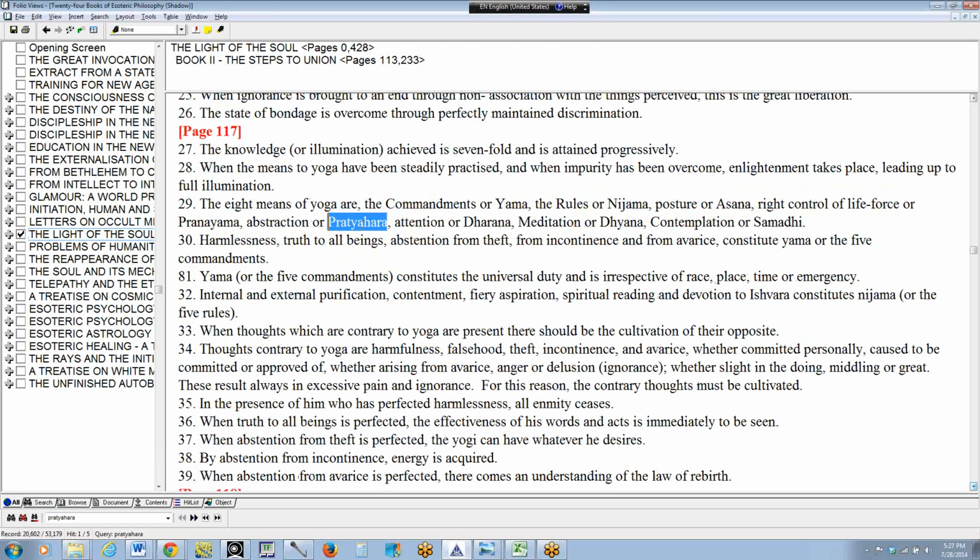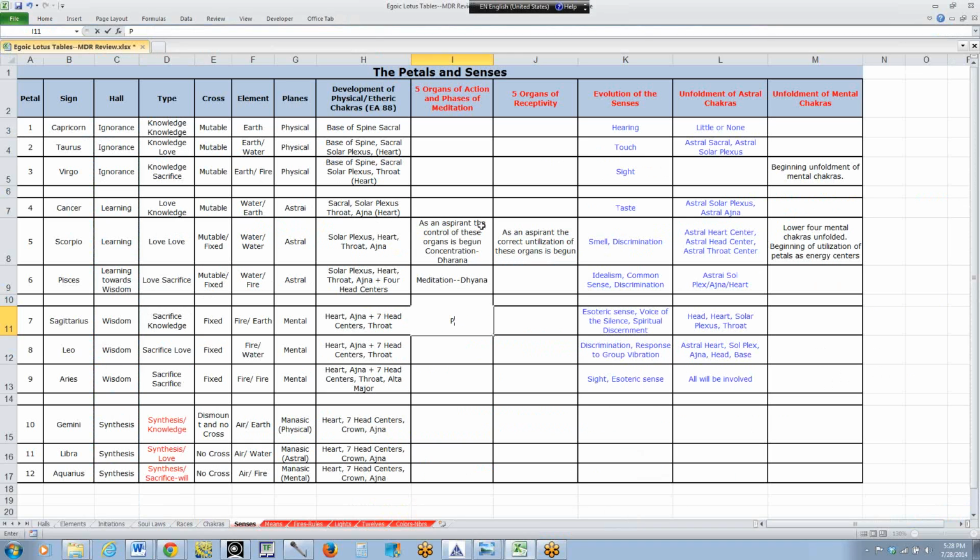Attention is dharana. Well, okay, asana comes in here, and pranayama, and then pratyahara. So they seem to precede the actual concentration and meditation. So asana, pranayama, pratyahara. So we can put them here. Right attitude, asana. Wait a second. I think I've got a problem here.